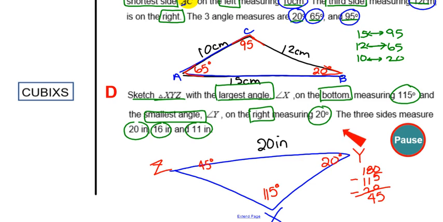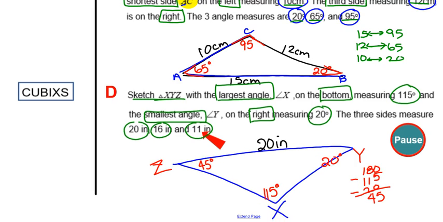Sorry about that. My smallest side is 11. That means my smallest side has to be opposite my smallest angle. My smallest angle is the 20. That means over here on this side is where I have to put my 11. And that means 16 has to be on this side.